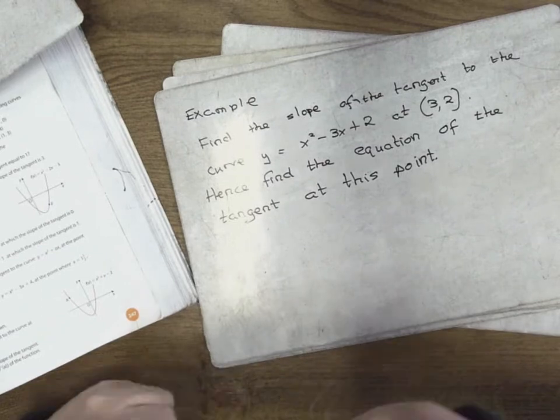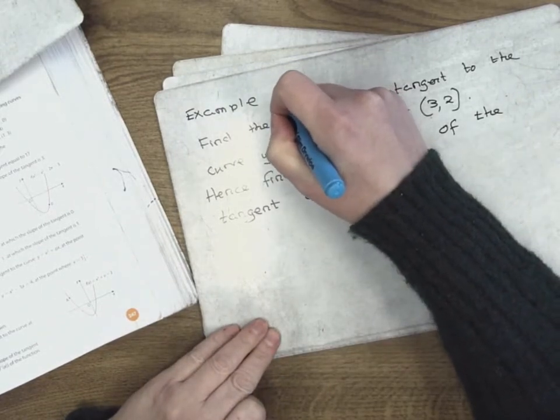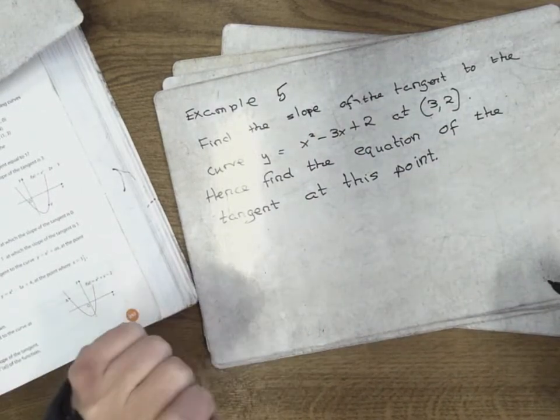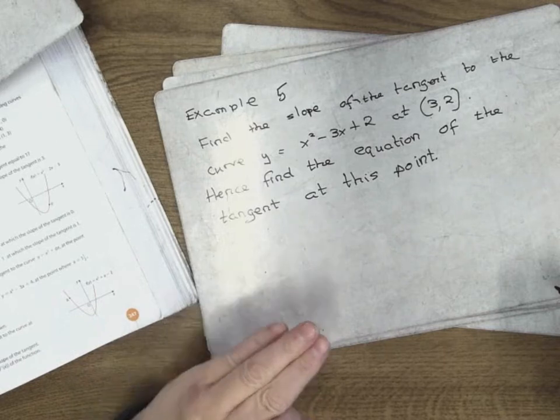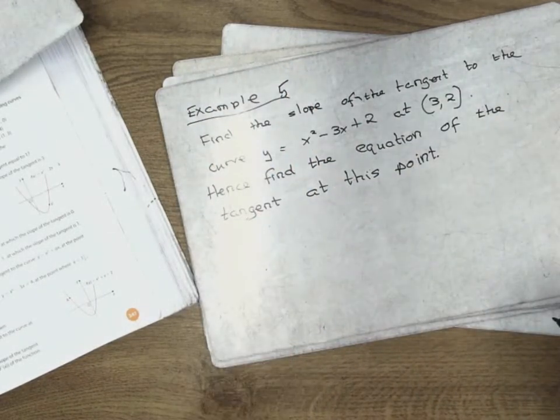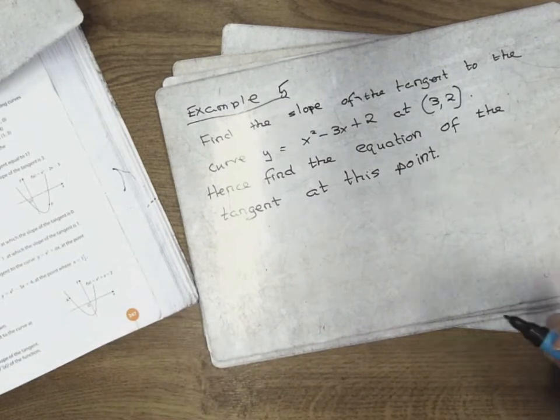Example 5, yeah? Okay, so it's the exact same section. I'm not moving on to the next section. I have two more small examples to do. This is going to bring us back to our coordinate geometry of the line, which we did in the very first chapter in fifth year.